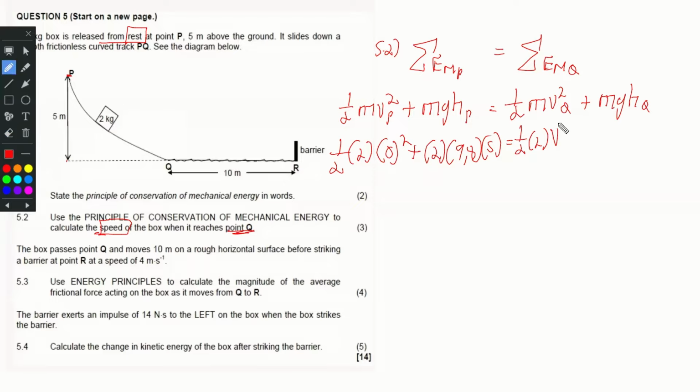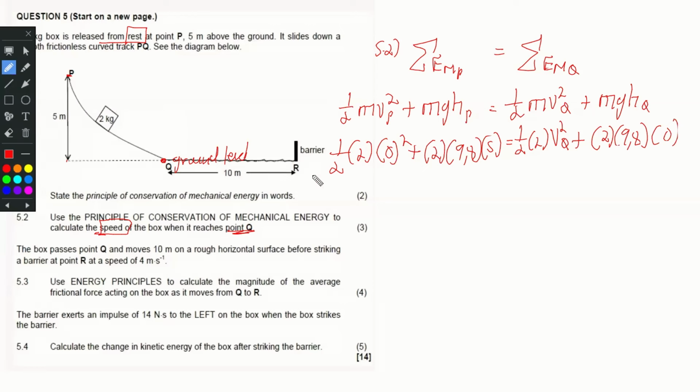So let's just say v squared Q. And then plus mass is 2 kg, 9.8. But then what is the height when it reaches point Q? At point Q, it's on ground level. So that means the height at that point is what? 0.